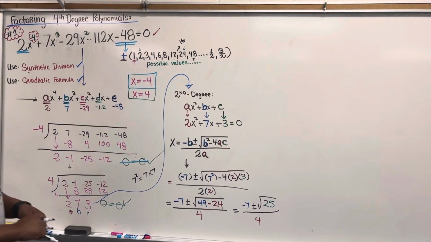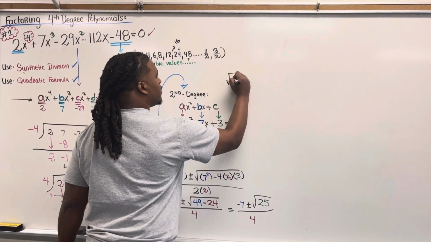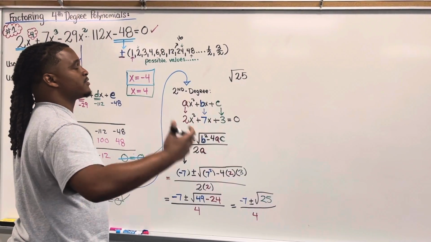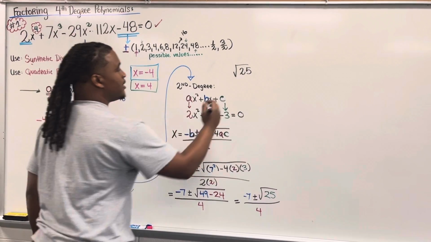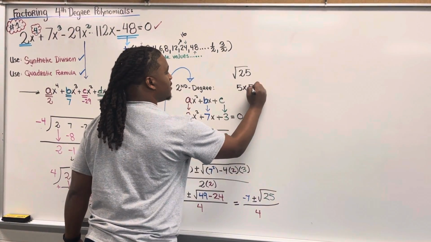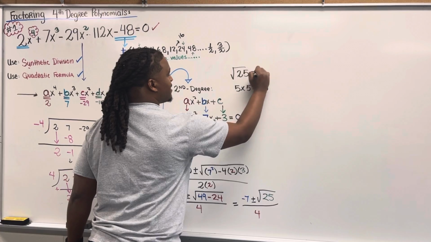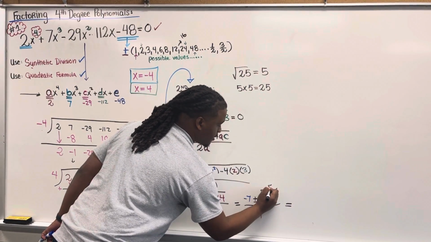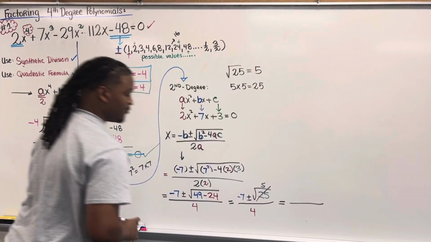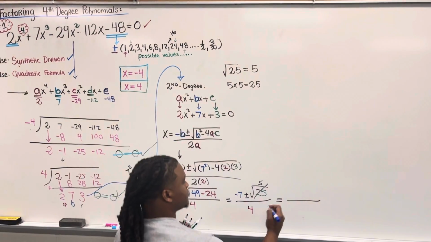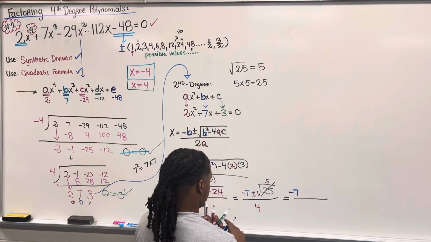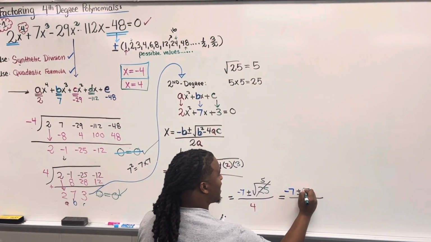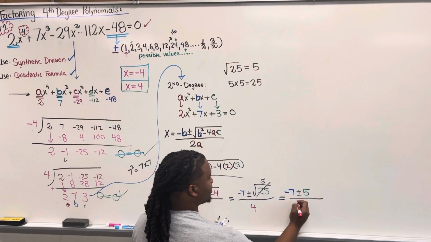Now, all we need to do is figure out what the square root of 25 is. Remember, the square root of a number is a number that, if it was multiplied by itself, will equal that number. 5 times 5 equals 25. So that means the square root of 25 is 5. So now we're down to the last and final step. We have a negative 7 plus or minus a positive 5 all over 4.